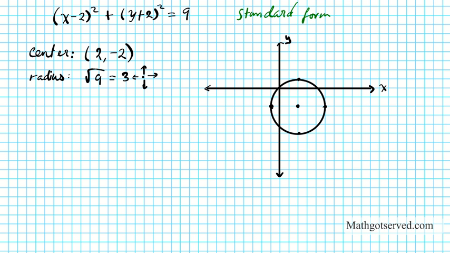All right, so let's label the radius of our circle from the center to the extremity. That is the radius. And the measure is 3 units, okay? And this right here, that's your center. And the coordinates of your center are 2 and negative 2, okay?